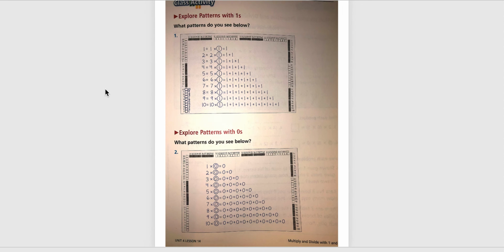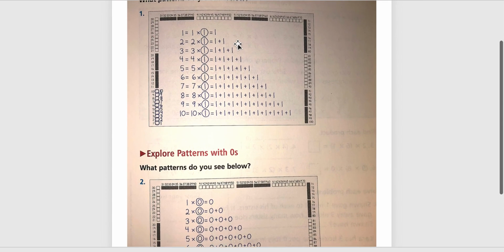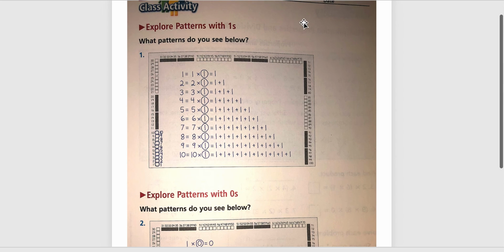All right, so first up on your class activity page, if you don't have it out, now is your time to get it out. We are going to start with exploring patterns with ones. If we look at this chart here, what patterns do we see below in this visual here? I want you to take a moment and think about it. What patterns do you notice?